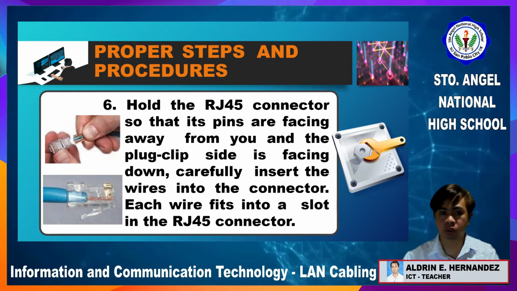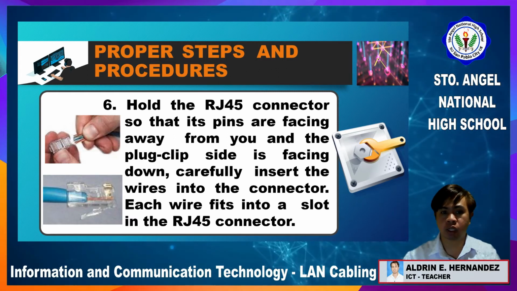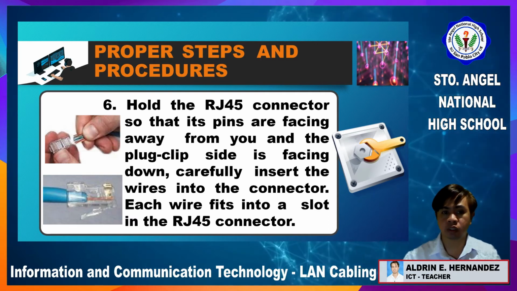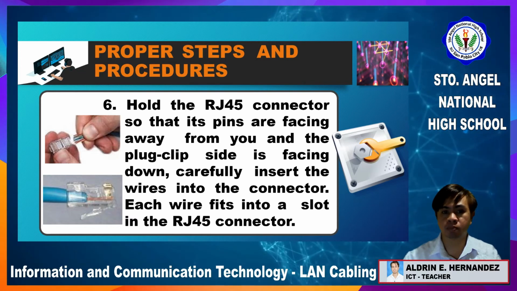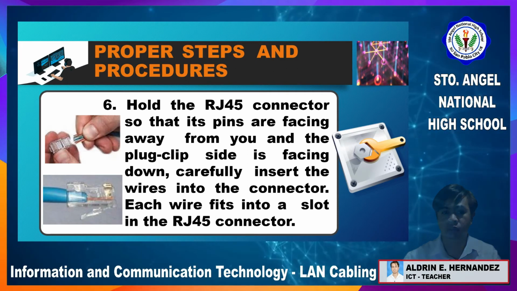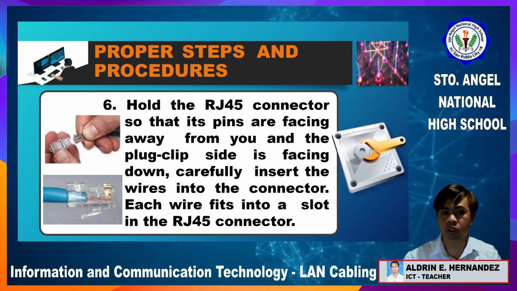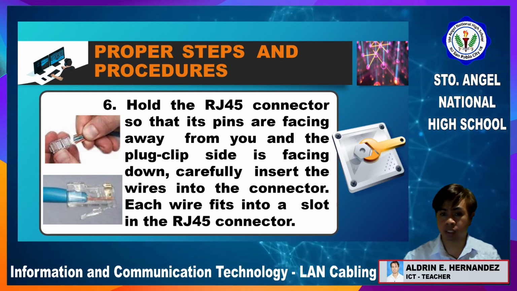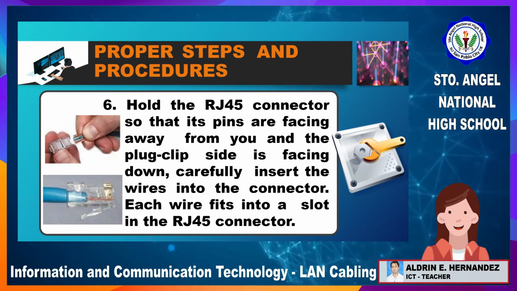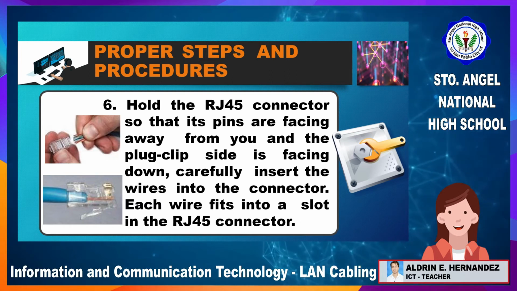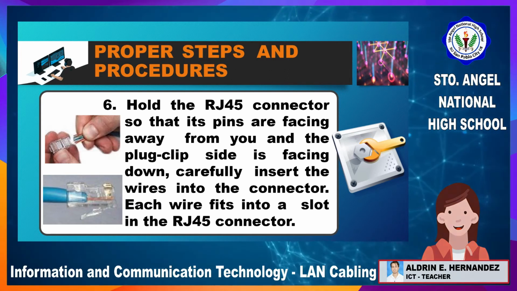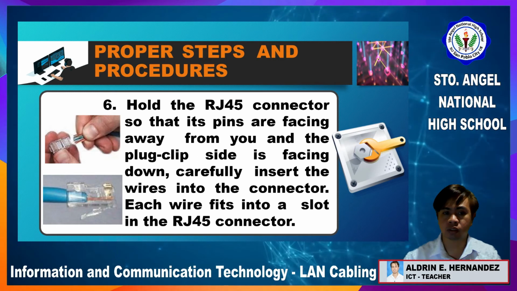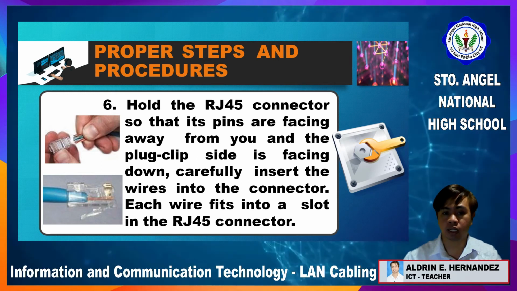Hold the RJ45 connector so that its pins are facing away from you and the plug chip side is facing down. Carefully insert the wires into the connector. Each wire fits into a slot of the RJ45 connector. How do we ensure that we connect UTP strands to the RJ45? Yes, Sophia. Sir, first we need to follow the proper color coding. Second, we need to flatten and straighten the UTP strands. Very good, Sophia. In addition, firmly slot the UTP strands into the RJ45 connector.